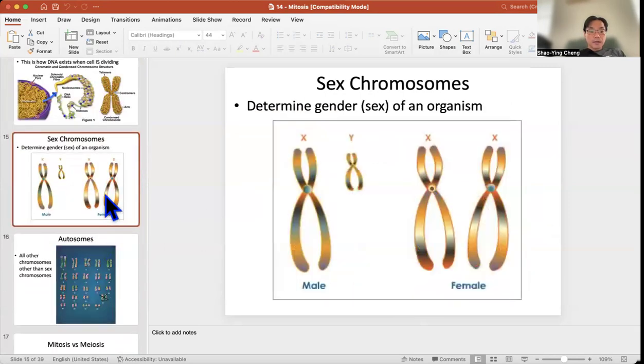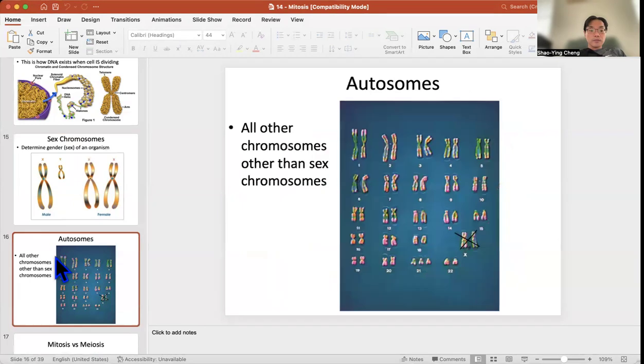Okay, and we have 23 pairs of chromosomes in total. So for the first 22, the male and female are the same. The last one is called the sex chromosome. Apparently the male and female are different. If it's female, it's XX. And if it's male, it's X and Y. So the other 22 pairs, we call them autosomes. They are exactly the same.